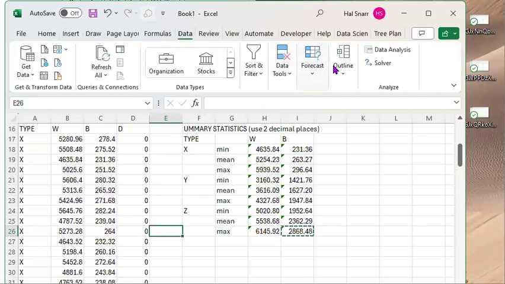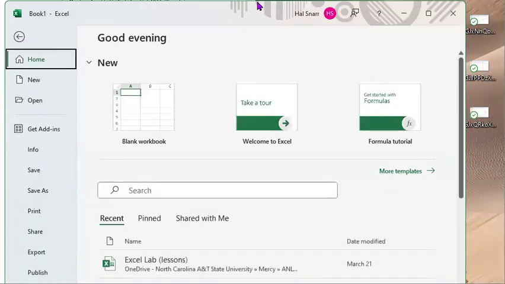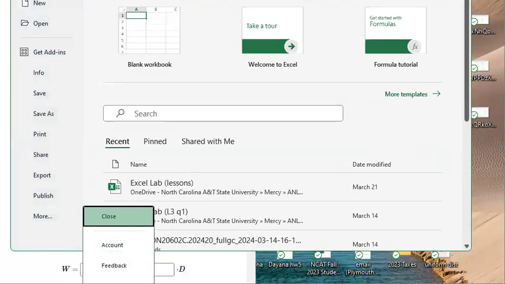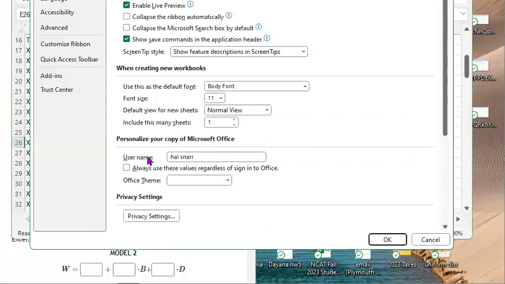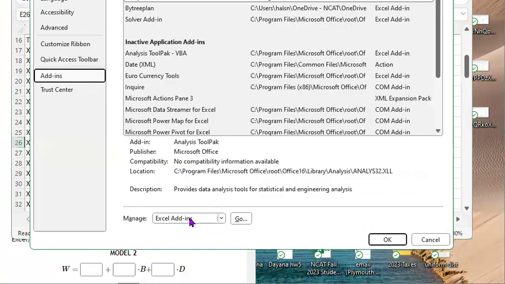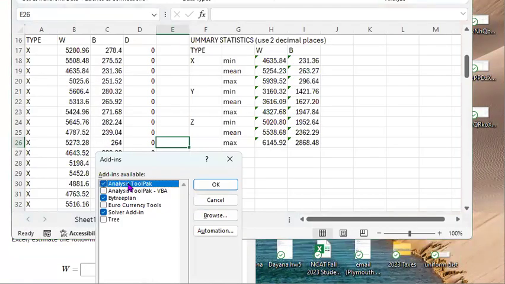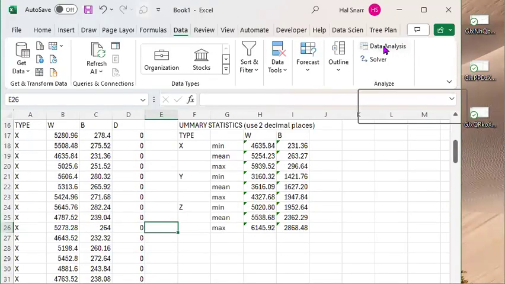Now, when you click on the data tab and you don't see data analysis here, you'll need to do this. You'll have to go to File, click on Options here at the bottom. And then click on Add-ins in this menu, right? And at the bottom here, make sure Excel add-ins is selected. Click Go, and then just make sure Analysis Tool Pack is chosen, check mark, and then hit OK, right? Now I have the Data Analysis Tool Pack already included, so I'm going to click on Data Analysis.